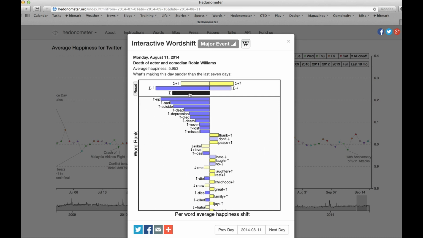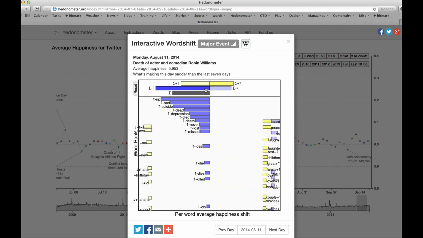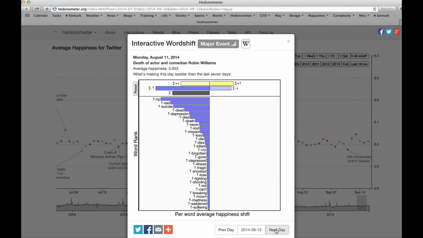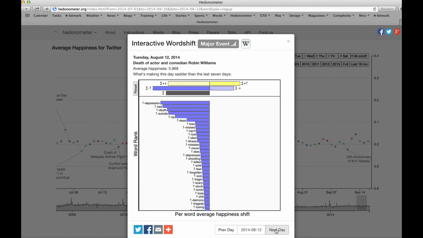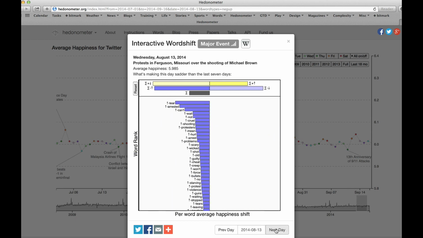Once again, you can reconstitute the whole view. If you want, you can look at just one of these and then move forward, for example. So this is the next day. People are still talking about it quite strongly. And in fact, this day blended into a number of days where our instrument showed a lot of negativity, and it was the protests in Ferguson, Missouri, over the death of Michael Brown.